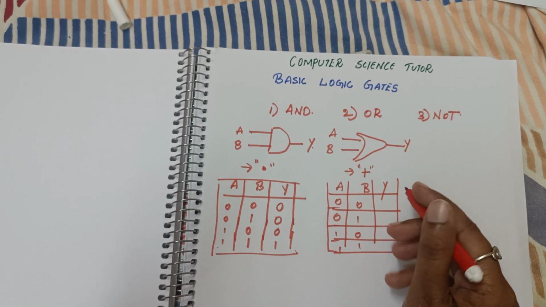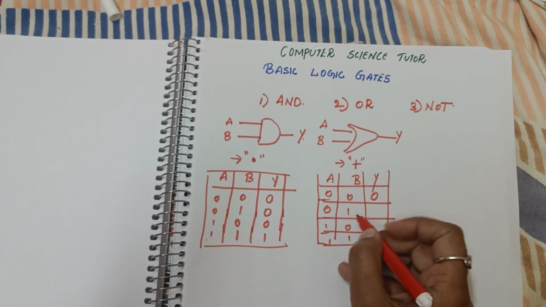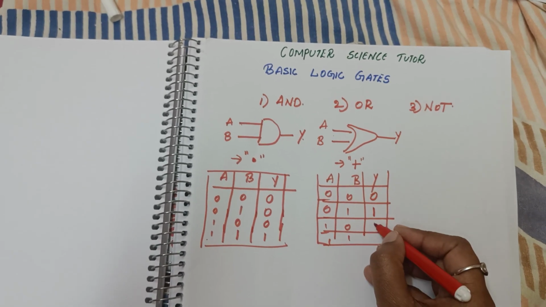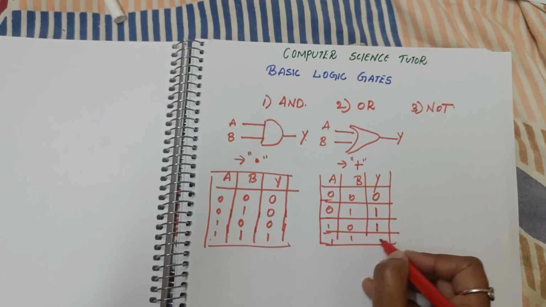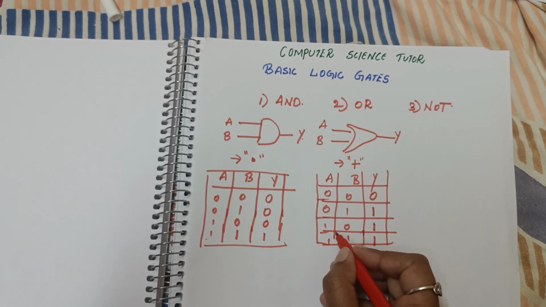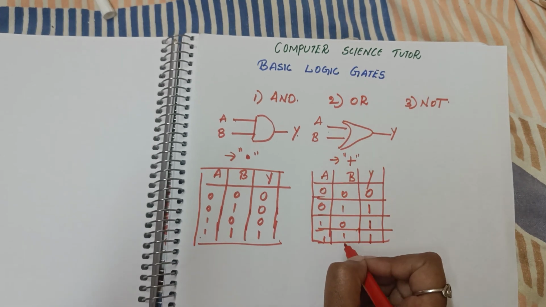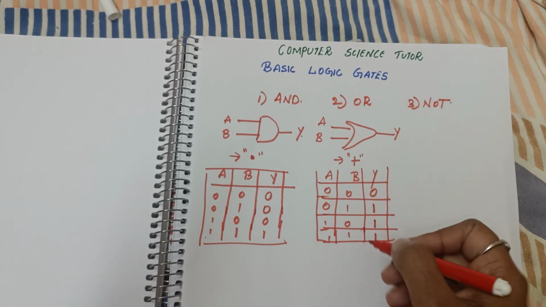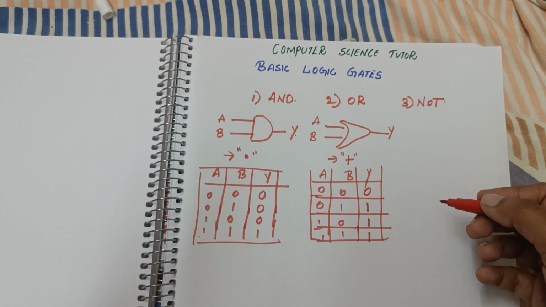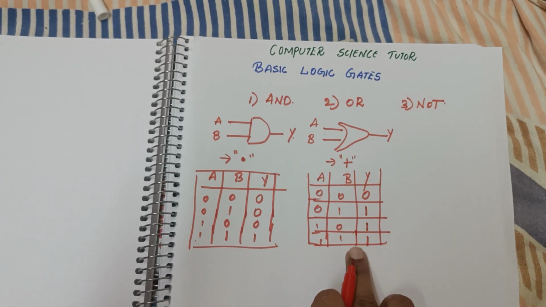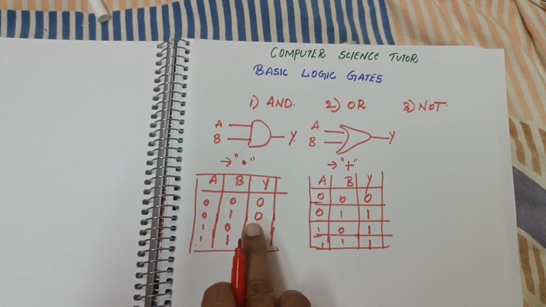So see, this is addition. So 0 plus 0 is 0, 0 plus 1 is 1, 1 plus 0 is 1, and 1 plus 1 is 1. See, 1 plus 1 is always 1, not 2, because it is a logical addition. Logic means 0 and 1. Except 0 and 1, we can't use any other integer. So 1 plus 1 is 1.